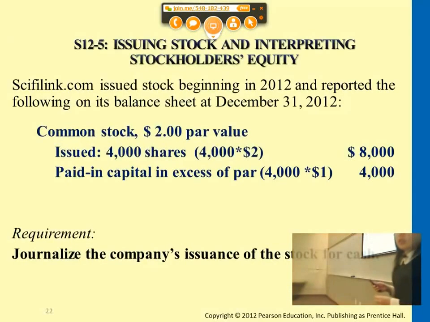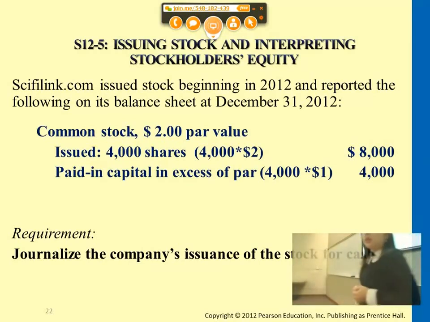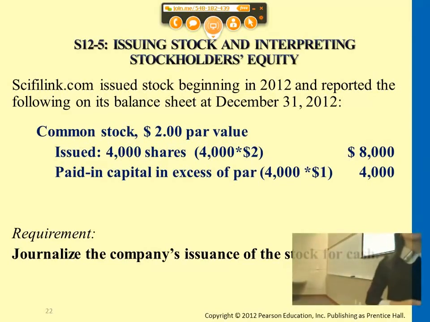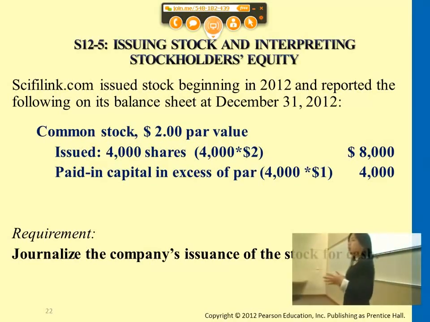Okay, let's take a look at another example here. This exercise tells you that for common stock, let's say the face value is $2 per share, and now the company issued 4,000 shares. So you see there's issuance of 4,000 shares, and there's also paid-in capital in excess of par, 4,000. If I give you these 3 lines of information and ask you what the journal entry would look like, where would you start? What do you debit and credit here?